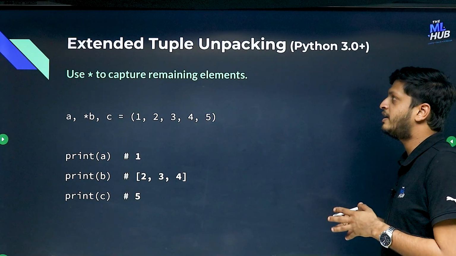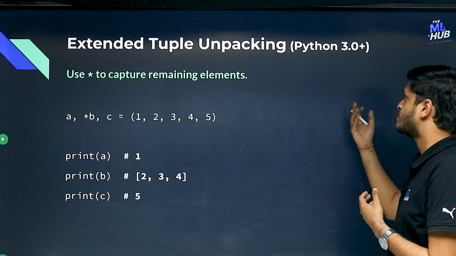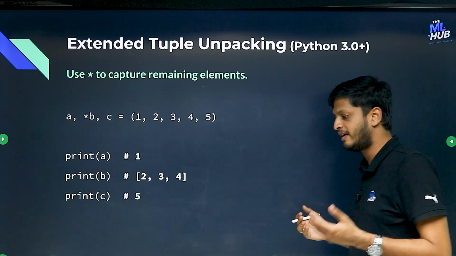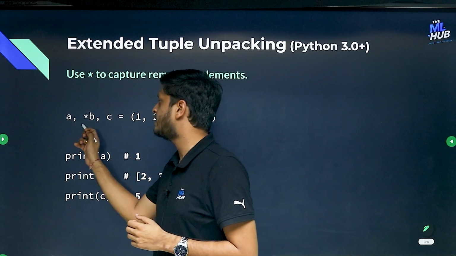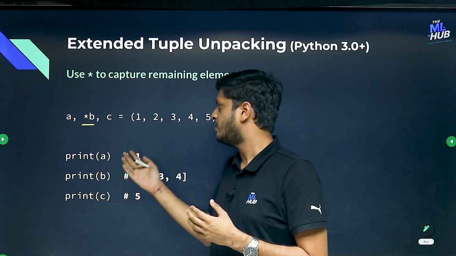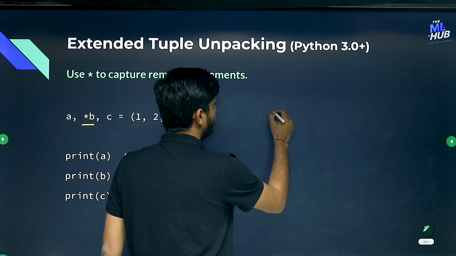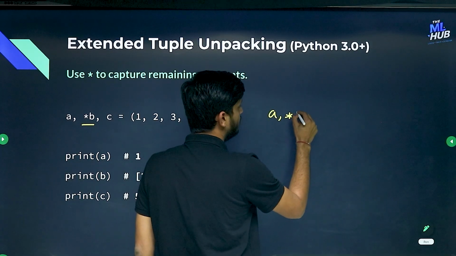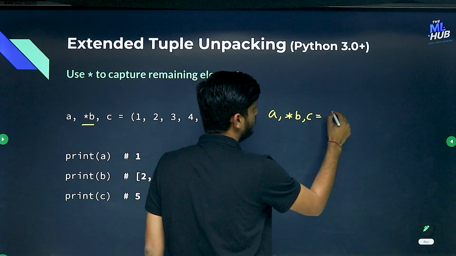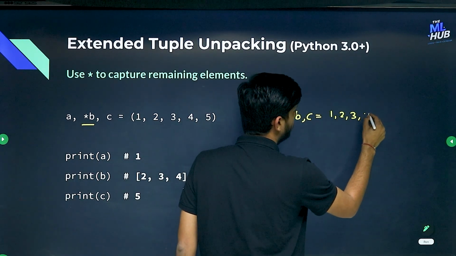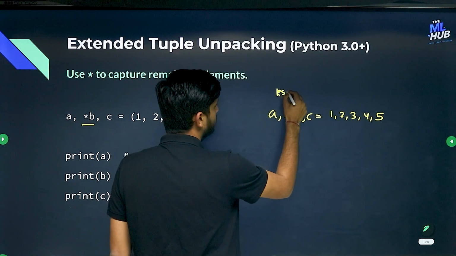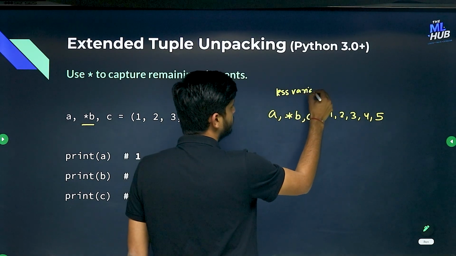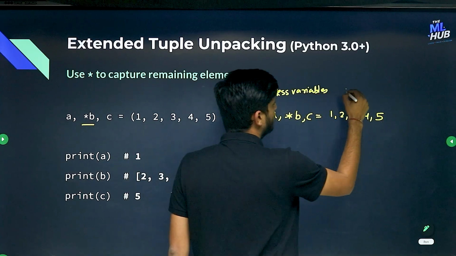Now there is an extended tuple unpacking concept which is introduced in Python 3+. So in the latest versions of Python, this concept is there. You can use the star operator. And how does it work? Let's see. So if you write a, *b, c is equal to 1, 2, 3, 4, 5, which means you have fewer variables and you have more elements.